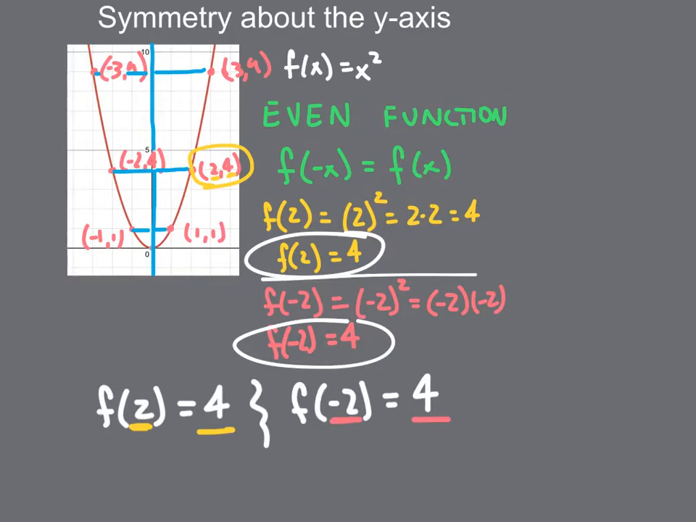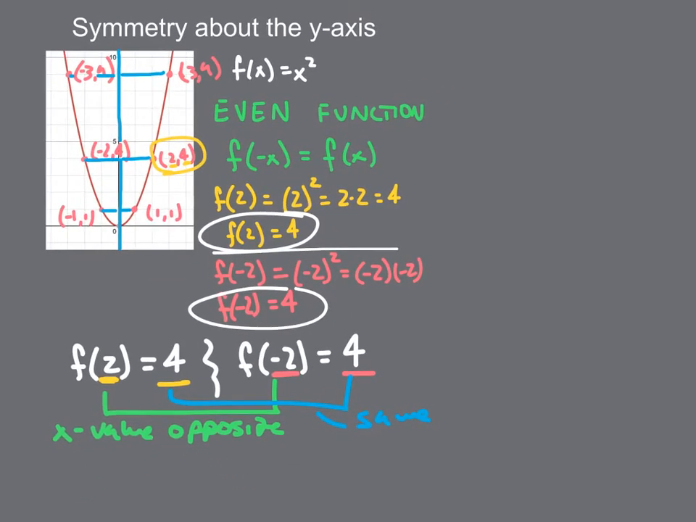That's what that means: if you plug in an x value and you plug in its opposite value, then you get the same output, or the same y value. So what I want to show is that these x values are opposites, and the y value that we get is the same. That's what an even function is. Now we could use function notation and use that x value to show that as well.